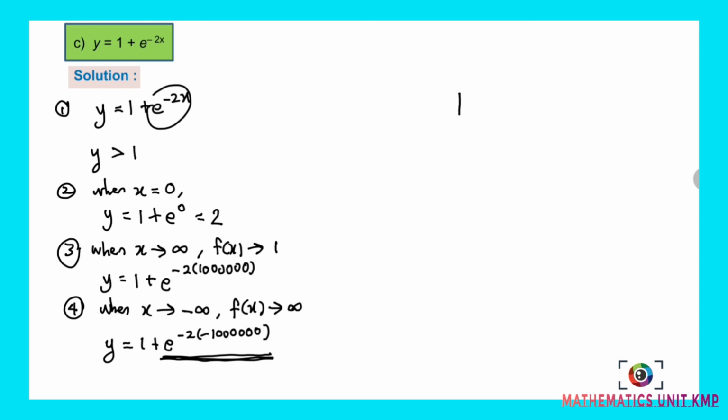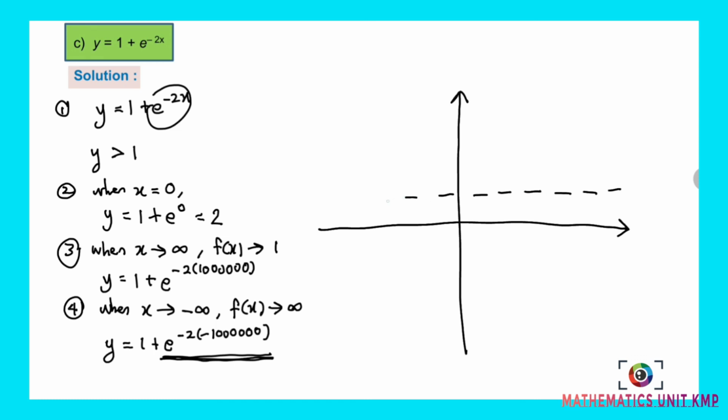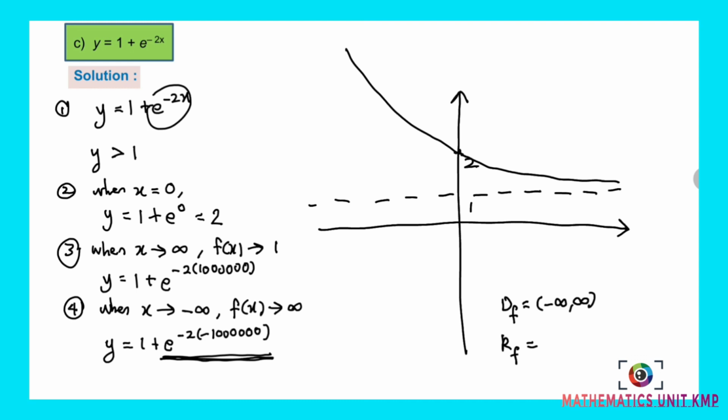Okay, now we go to sketching the graph. Okay, the horizontal asymptote is 1. And then y when x equals to 0, y equals to 2. To the right the value approaches 1 here. To the left the value goes up, positive infinity. Understand? So the domain will be negative infinity to positive infinity. The range will be, look at the graph and horizontal asymptote, 1 to infinity. Understand?